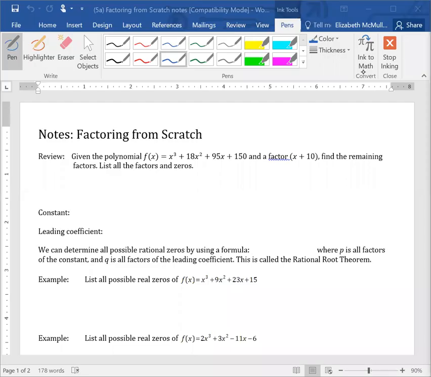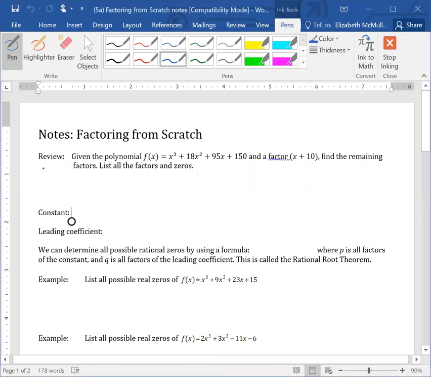All right, so today we are learning about factoring from scratch, which is really just putting together everything that we've been learning. We had the whole unit on factoring and how to factor polynomials, etc. And now we just spent the last couple of lessons doing synthetic division. And now we're really going to put the two things together.